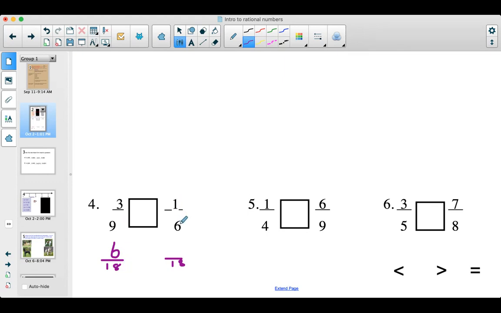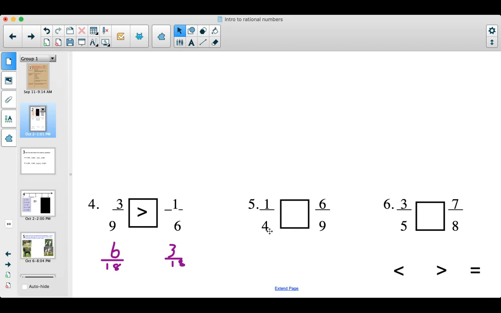For 1/6, to get from 6 to 18, I have to multiply by 3. So if I multiply the top by 3, 1 times 3 is 3. Okay, so comparing these, they both have 18 on the bottom. 6/18 is more than 3/18. So that tells me 3/9 is more than 1/6.